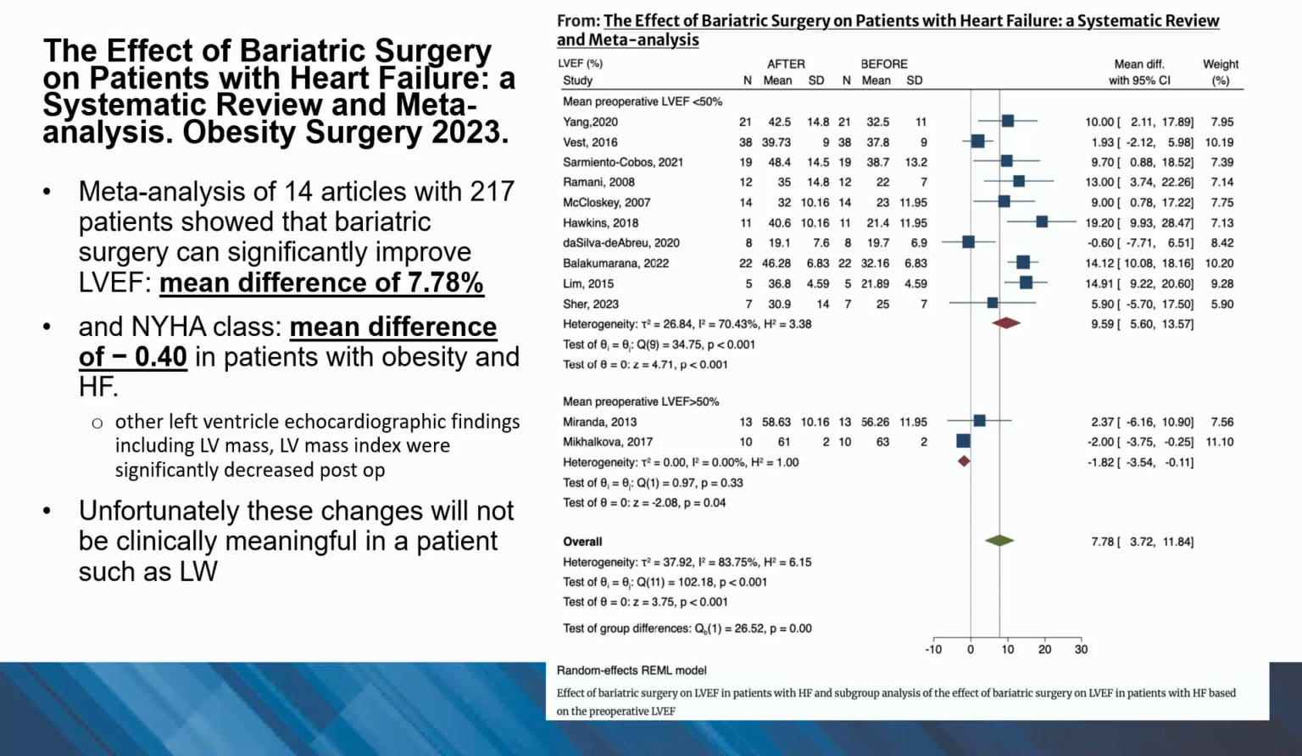So there's been a lot of reports and studies in the literature about the safety of bariatric surgery in patients with heart failure.